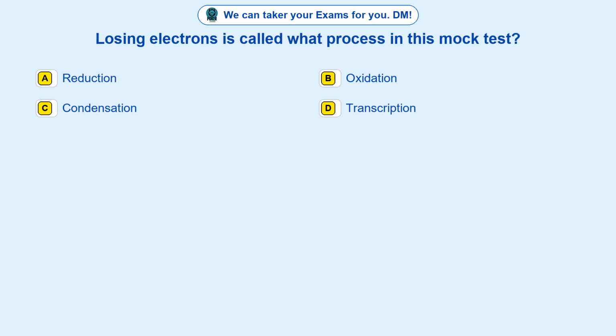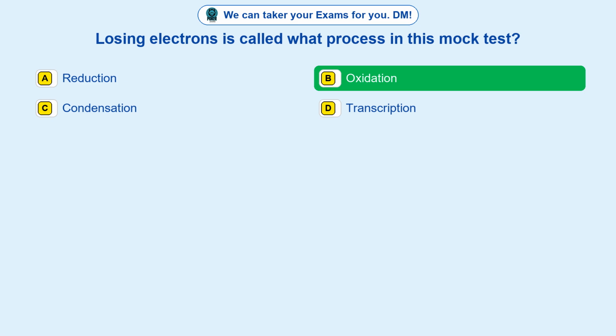Question 43. Losing electrons is called what process in this mock test? Option A, reduction. Option B, oxidation. Option C, condensation. Option D, transcription. The correct answer is option B, oxidation.